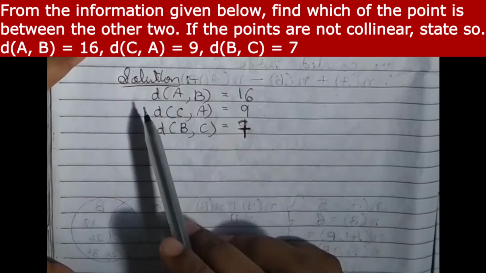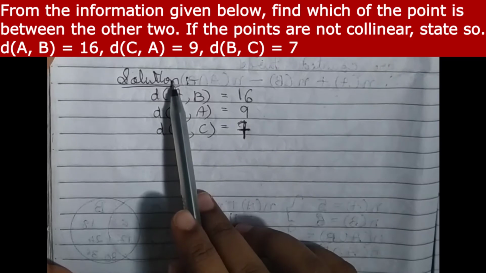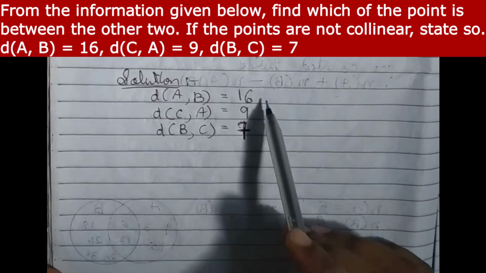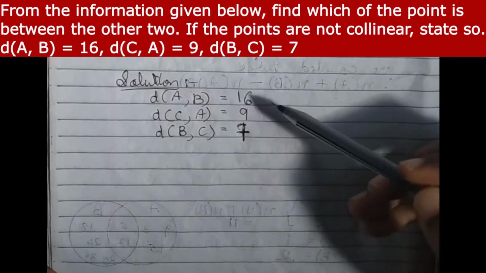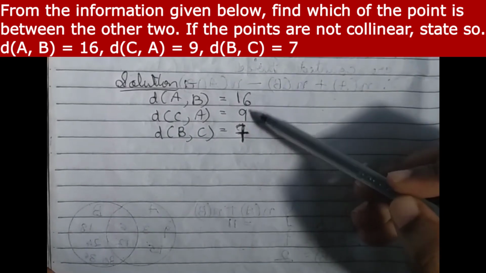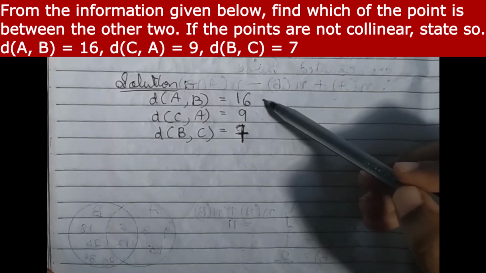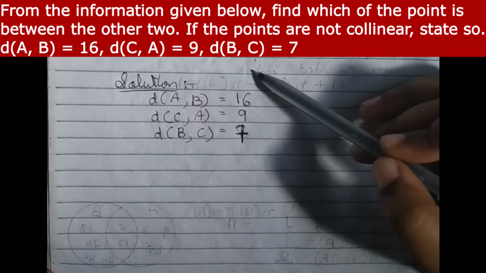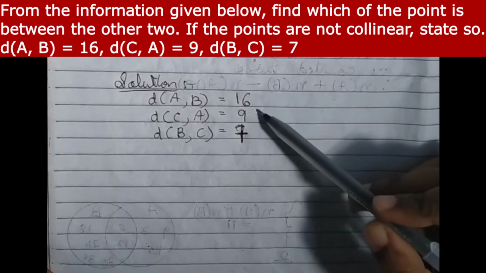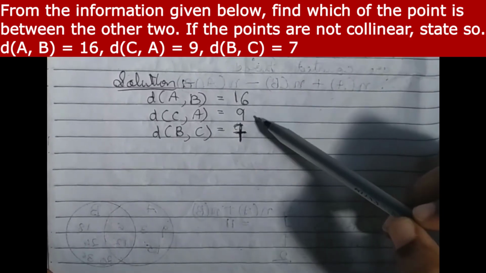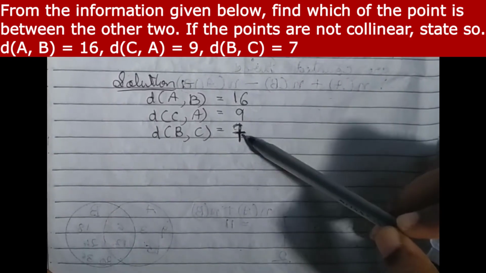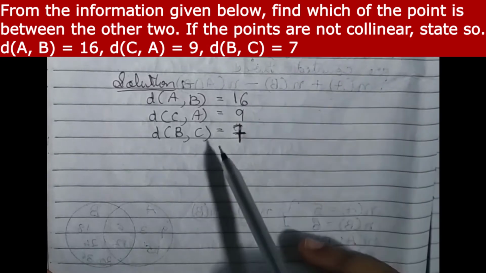See the solution to this problem. Whatever values are given in the question, we have written. Now see, out of the three numbers, which number is bigger? 16 is bigger, right? So we will keep that as it is, and the next two distances that are given, we will add. Why?